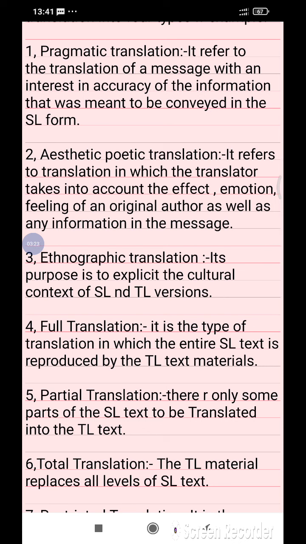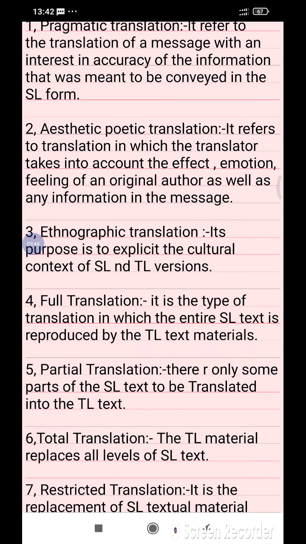Aesthetic poetic translation refers to translation in which the translator takes into account the effects, emotions, and feelings of the original author as well as any information in the message. When the translator tries to translate the emotion, effects, feelings of the original author as well as any information in the message, it is called aesthetic poetic translation.